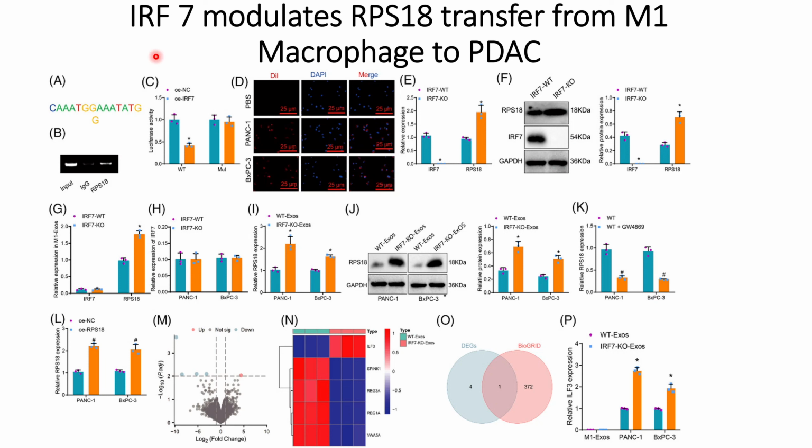In the previous video, we understood how IRF7 modulates the lipid metabolism of pancreatic cancer cells. In this figure, we will understand how IRF7 modulates the RPS18 transfer from M1 macrophage to the PDAC. This RPS18 helps in pancreatic cancer cell lipid metabolism and survival.